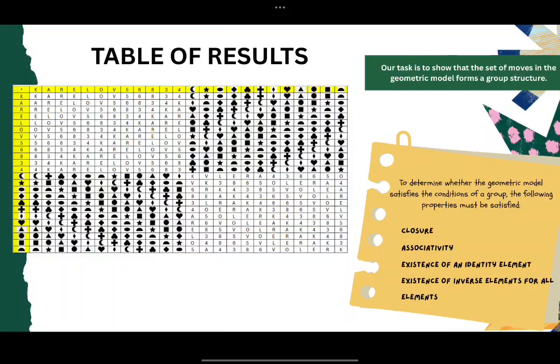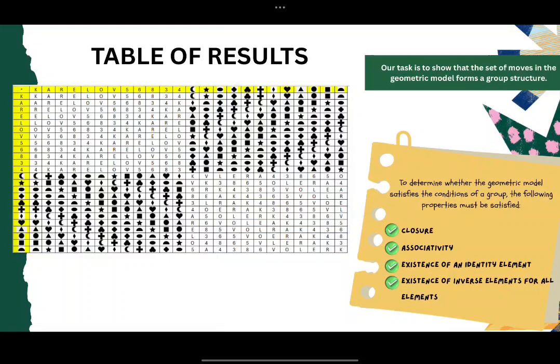So, to determine whether the geometric model satisfies the condition of a group, the following properties must be satisfied. It should be closed, or the closure. It should be associative. There should be an existence of an identity element. And lastly, existence of inverse elements for all elements.